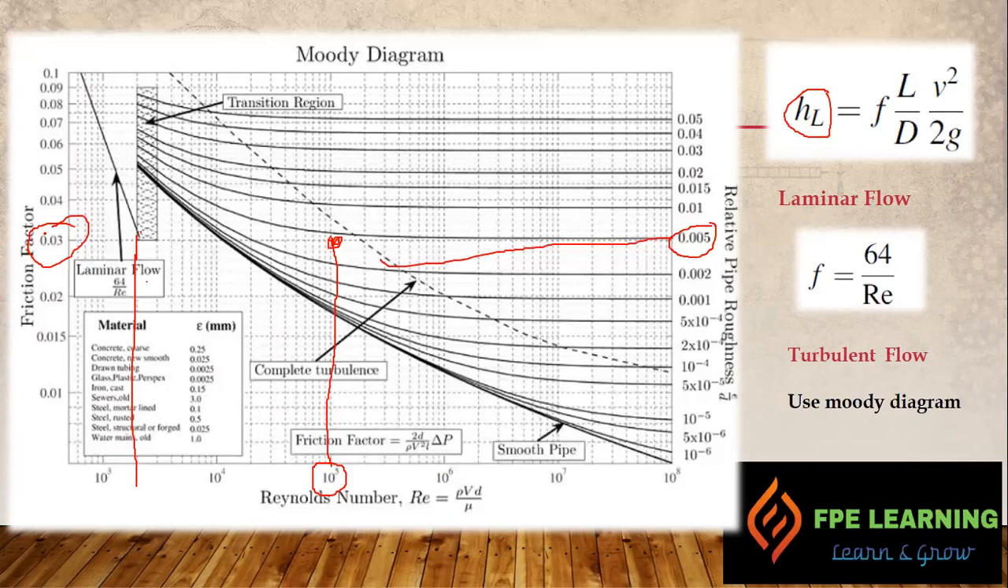This is how we have to use the Moody diagram. It is very complex compared to laminar flow. In laminar flow, we just have to use this formula and we can have the solution. Okay, so this is all about the Moody diagram. If you have any comments regarding this diagram, you can put your comment in the YouTube link, and I will explain in detail for you.